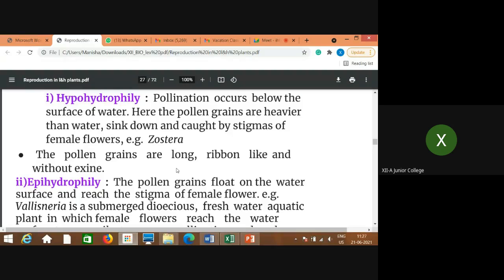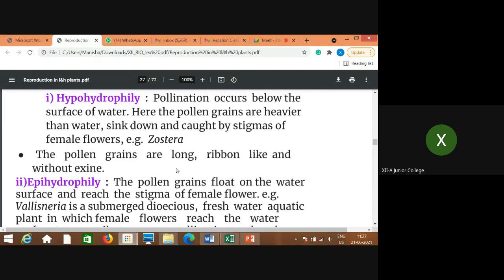So in hypohydrophily, the pollen grains should be heavier than the water. So they are heavier than water and sink down and are caught by the stigmas of the female flowers. This type of pollination, hypohydrophily, is observed in Zostera. So Zostera is the example. The pollen grains are long, ribbon-like, without exine, and they are heavier than water.